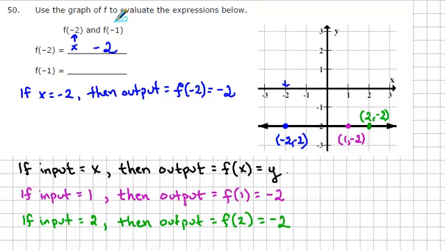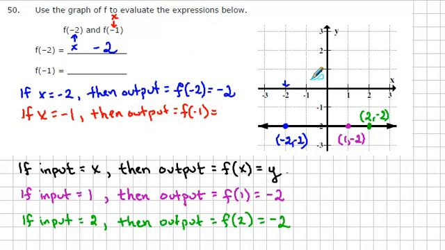What is f of negative 1? Well, for f of negative 1, the x value is negative 1. So if x is equal to negative 1, then we need to determine the output that corresponds with that. The output is equal to f of negative 1.